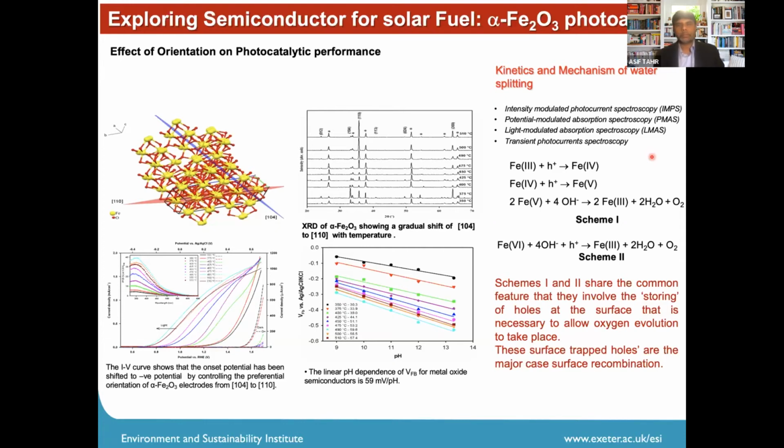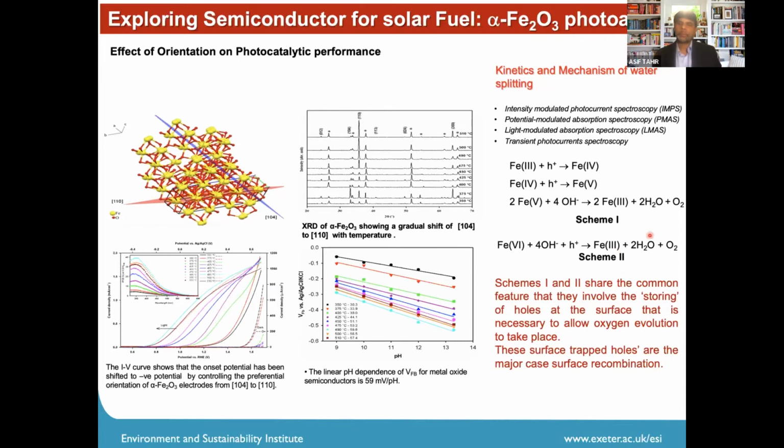Our studies show that first the iron 3, by losing one electron to a hole, goes into iron 4. And in the second step, iron 4 takes another hole and goes into iron 5. And then the iron 5 will react with the OH ions to regenerate the iron 3 and oxygen from water. So this is scheme 1, and at the same time, in another scheme the iron 4 directly reacts with the OH ions plus a hole, and then regenerates the iron 3 and oxygen.